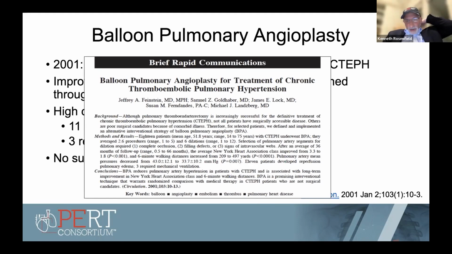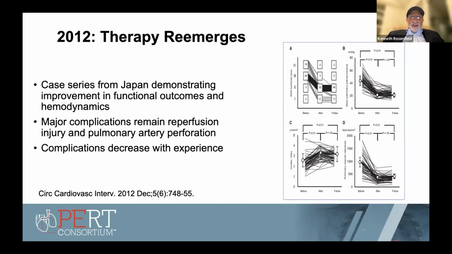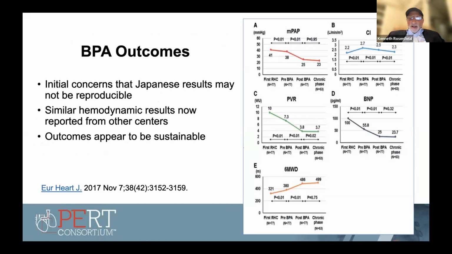I'll just, we're going to talk about BPA. I'll just say that it was initially, and this is the telling thing, a high complication rate in the first publication, 2001, which stopped everything. And nothing happened for another few years until it reemerged, with the Japanese undertaking this because they don't have PTE readily available. So Matsubara and others took this on and started doing them and actually had remarkably good results.